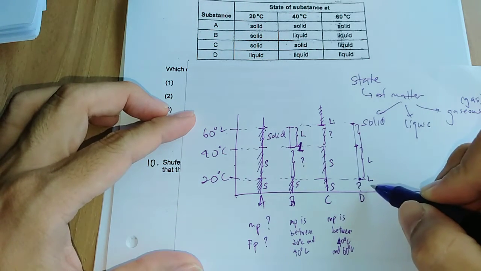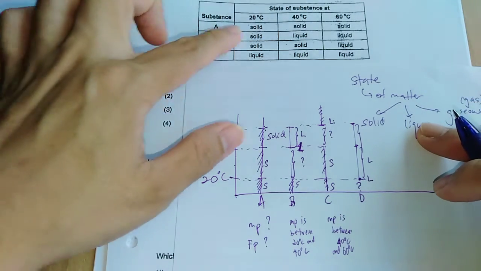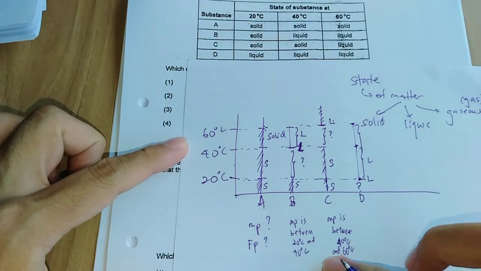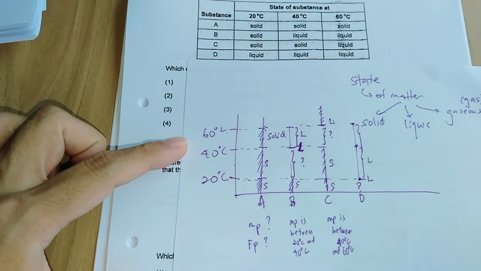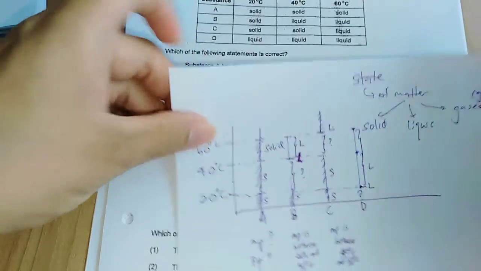So do I know the melting point? I don't know. Do I know the boiling point? I don't know. So far, by looking at the table and looking at the working here, we have established what we know and what we do not know. Now let's take a look at the options that we have.